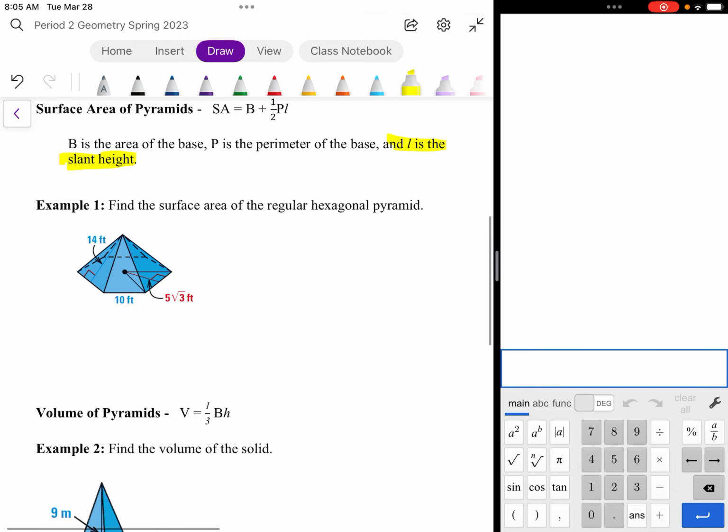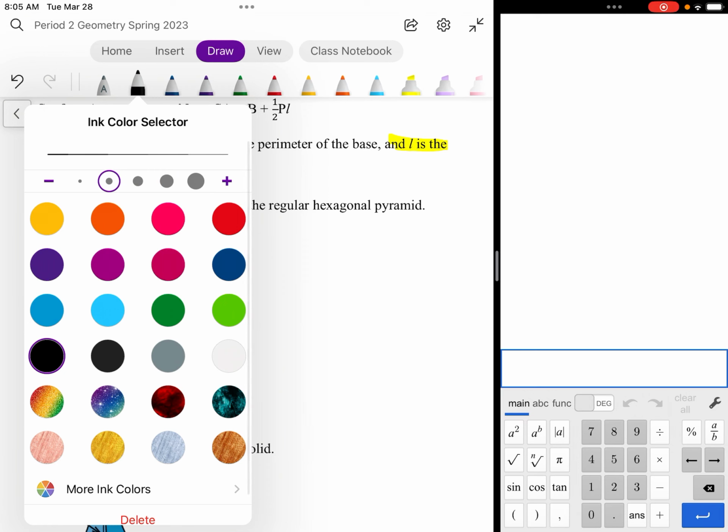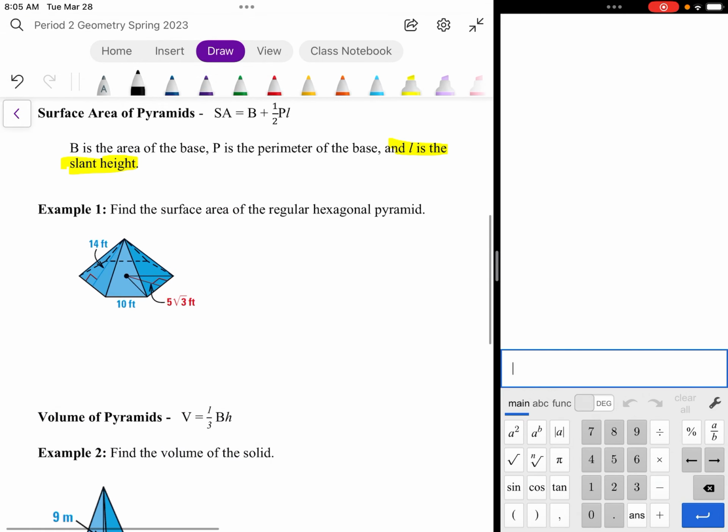Okay, so using that information, let's go ahead and do example 1. Let me just change the size. There we go. So we want to find the surface area of the regular hexagonal pyramid. So we know that it's a hexagonal base. And to find the surface area, we need to know the area of the base plus 1/2 the perimeter of the base times the slant height.